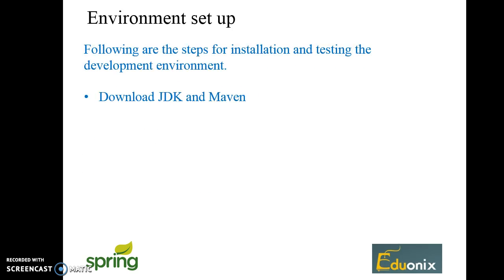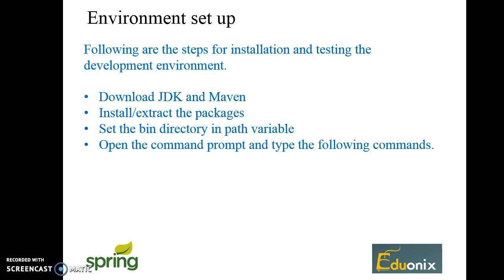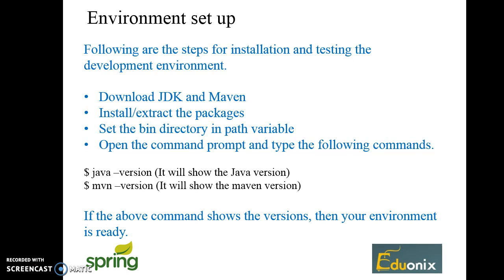Now, following are the steps that you need to do to get your environment ready. First, you need to download JDK and Maven from the respective websites, install and extract the packages, set the bin directory in the path variable, open the command prompt and type the following commands. If the above commands show the version of Maven and Java, then your environment is ready.